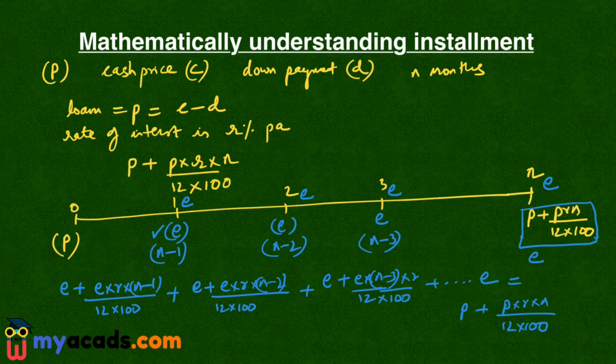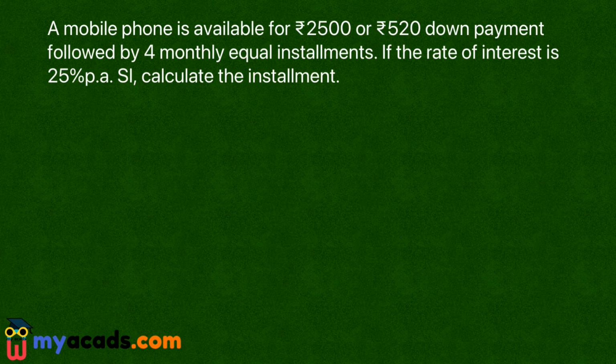Let's solve some questions to understand this concept better. My question is, a mobile phone is available for 2500 rupees or 520 down payment followed by 4 monthly equal installments. If the rate of interest is 25% per annum, simple interest, calculate the installment. So the cash price of the mobile phone is 2500. So C is 2500. So I can pay 2500 rupees to the shopkeeper and take the mobile phone.